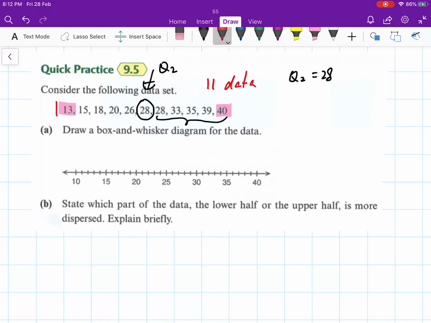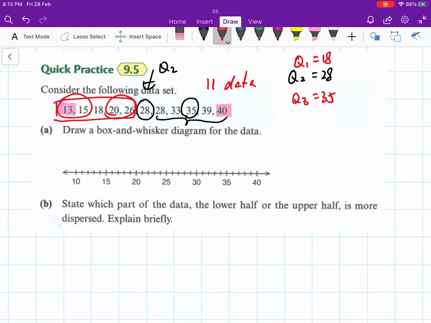So what is Q1? It's the remaining half. You can see that here we got half of the data, right? This part we also cut in half. Cut it in half, so 2 data. So you can see that the middle will be 18. So Q1 will be 18. Now we use the same skill to find Q3. So we'll know that Q3 will be 35. So all the data are already done.